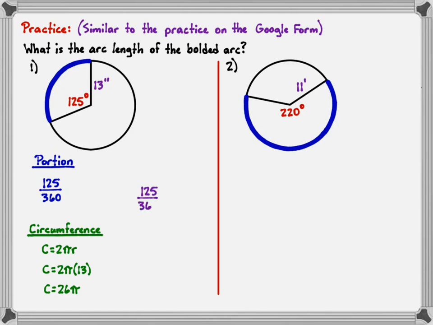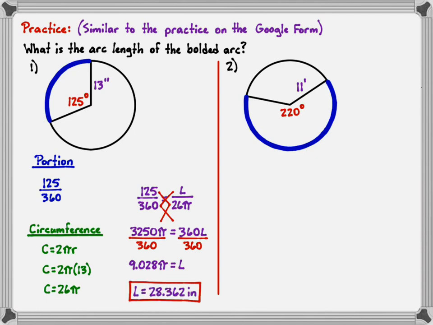From here, we're going to set up our proportion. It's going to be 125 over 360 equals the arc length over the entire length, the circumference. Cross multiply from here, you end up with something really big, 3,250 pi equals 360 L. We'll divide by 360, and we end up with 9.028 pi, and then if we multiply that out, we end up with 28.362 inches, because I multiplied by the 3.14.